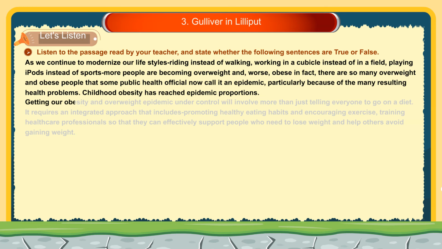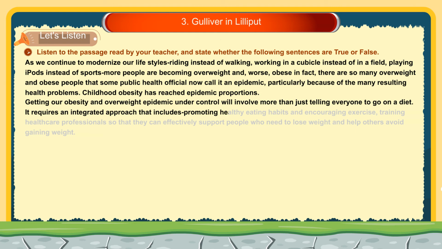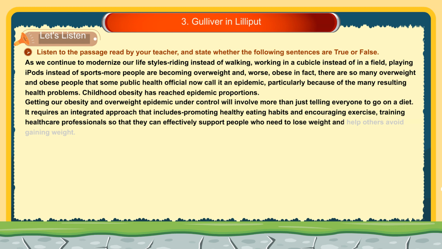Getting our obesity and overweight epidemic under control will involve more than just telling everyone to go on a diet. It requires an integrated approach that includes promoting healthy eating habits and encouraging exercise, training healthcare professionals so that they can effectively support people who need to lose weight and help others avoid gaining weight.